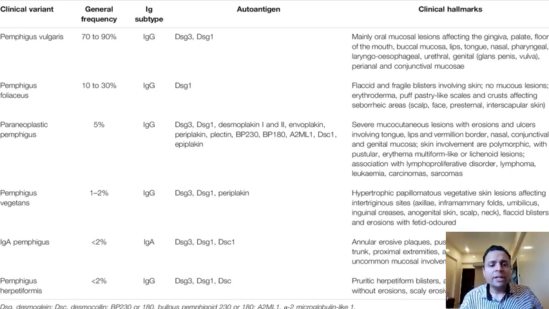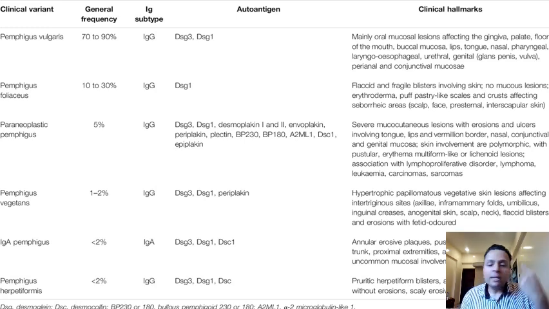Then pemphigus foliaceus is against desmoglein 1, and the blisters are very thin walled and very small, very fragile. Most of the time you only see the very classical puff pastry like scales, or cornflake like scales, and sometimes the patient can even present in erythroderma. In pemphigus foliaceus there is no mucosal involvement, so in the history we have to be very clear that there is no mucosal involvement. They are flaccid, fragile blisters with puff pastry like scales and crust.